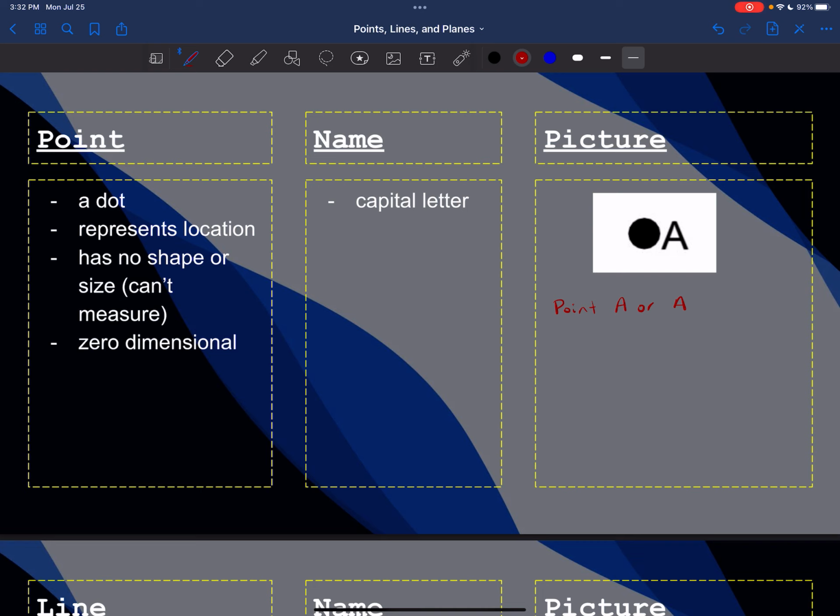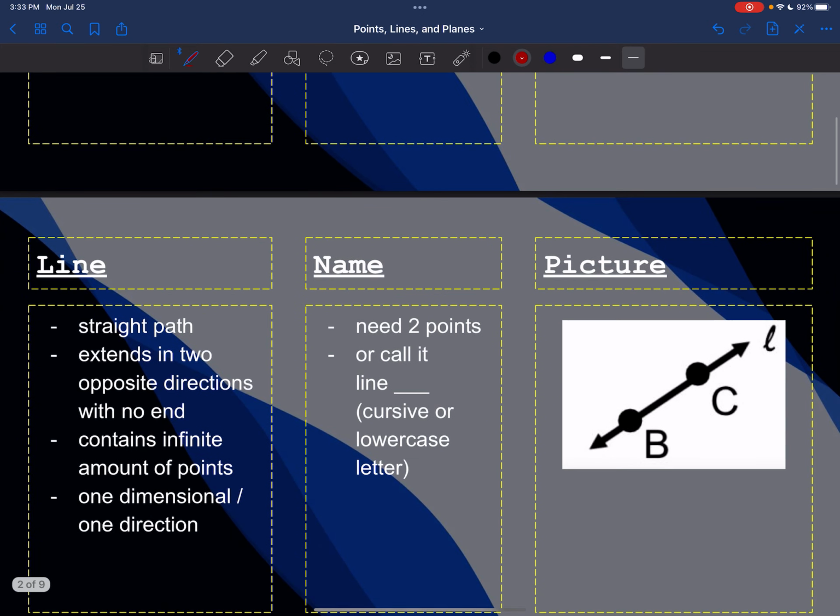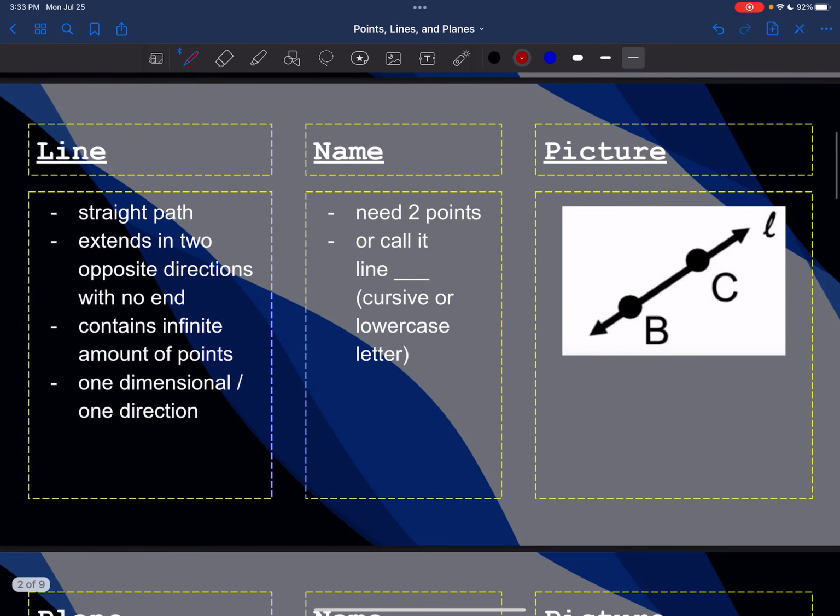So now, let's go ahead and move on to lines. You've already seen what lines are, especially in algebra 1, right? Linear functions. You have a graph, and you have a linear function. It has those arrows on both ends. What do these arrows mean? Well, they mean that they extend towards infinity. It's never stopping. So yeah, it's a straight path and extends in two opposite directions with no ends, and it also contains an infinite amount of points, and it's also one-dimensional, one direction.